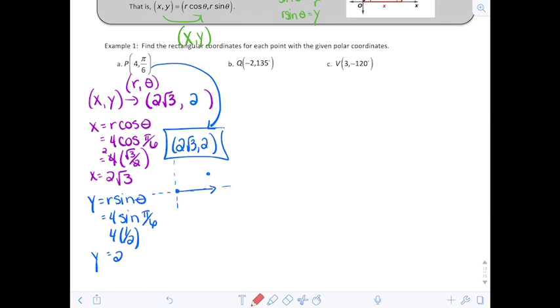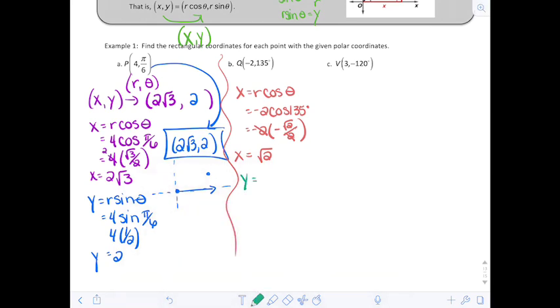Q is negative 2, 135 degrees. So x is equal to r cos theta. That's going to be negative 2 times the cosine of 135 degrees. Well, 135 degrees is in the second quadrant. Cosine will be negative. The reference angle is 45, and the cosine of 45 is root 2 over 2. So that's negative root 2 over 2. Two negatives make a positive, and those 2's cancel. So I just have root 2 for x.